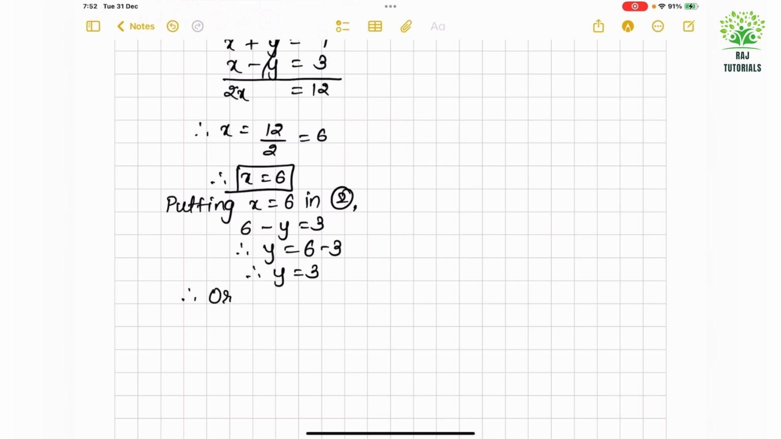Therefore the original number is 10x plus y, that is 63, and the reversed number is 10y plus x, that is 36.